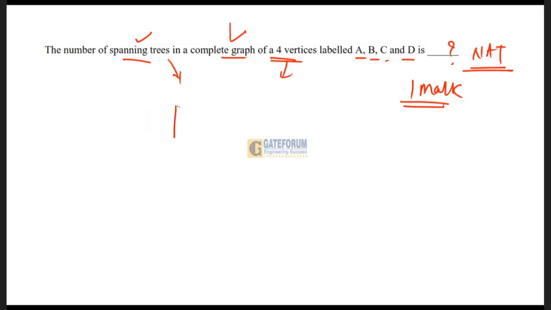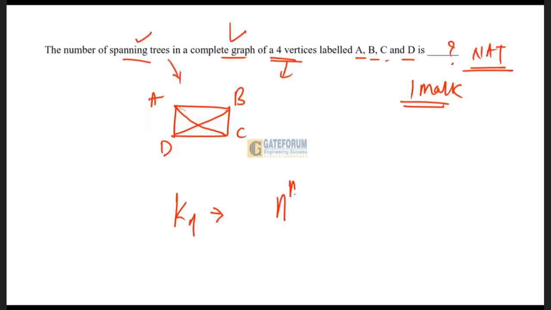So you know the 4 vertices are like this. Let's say the 4 vertices are A, B, C, D, and if it is a complete graph, each and every vertex connects with each other. Correct? So this is a 4 vertices graph which is a complete graph, and there is a formula that whenever we have a complete graph, the total number of spanning trees is n to the power n minus 2, where n is the number of vertices. Just substitute n equals 4: 4 to the power 4 minus 2, that is 4 to the power 2, that is 16.